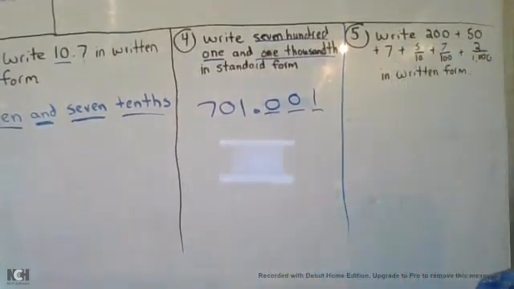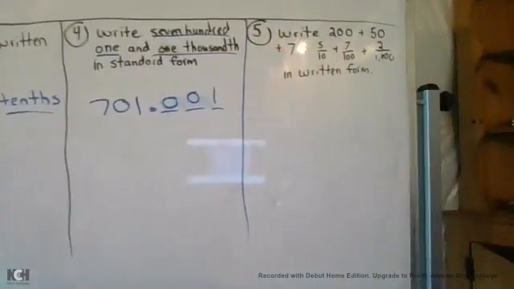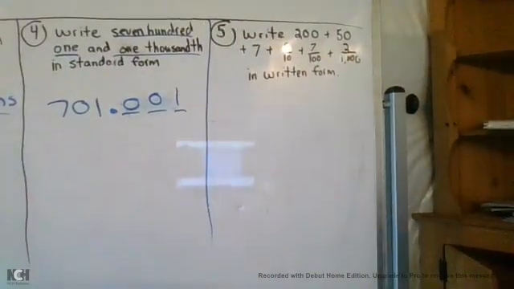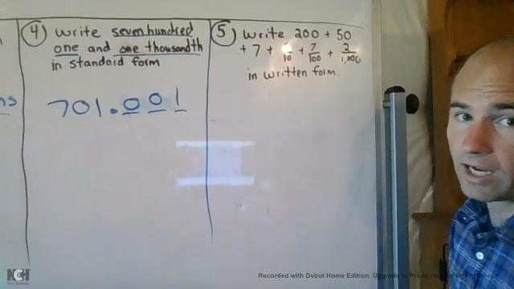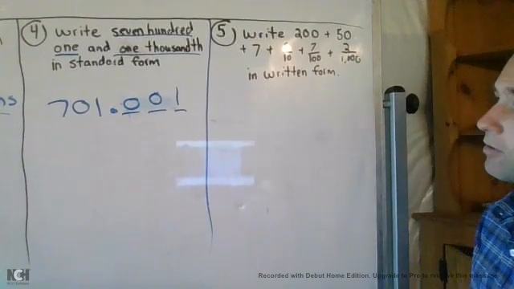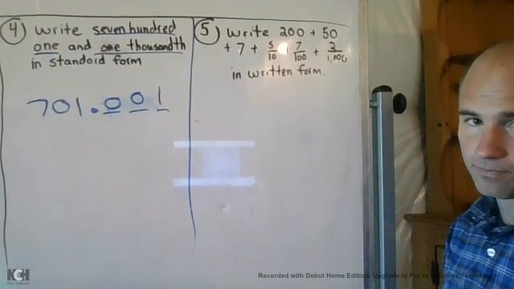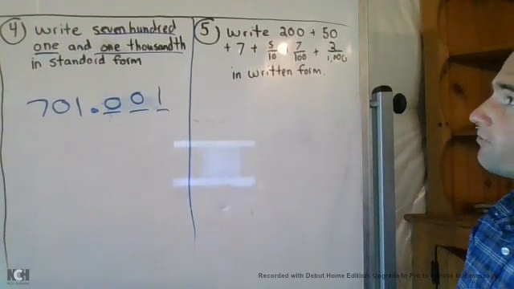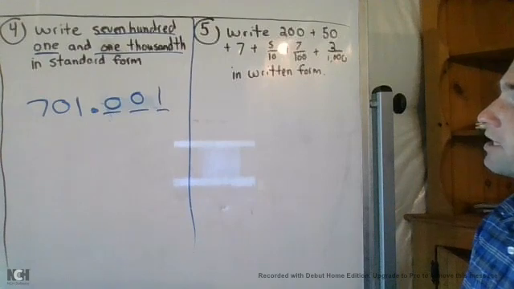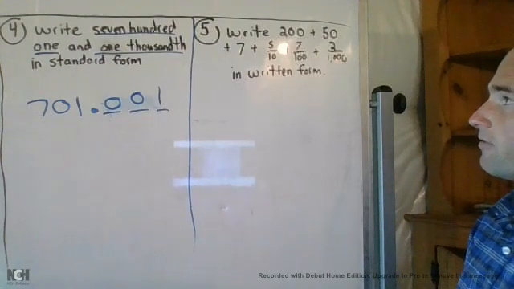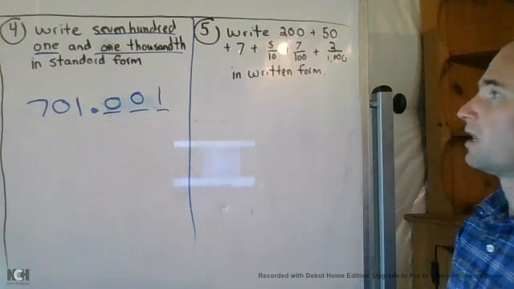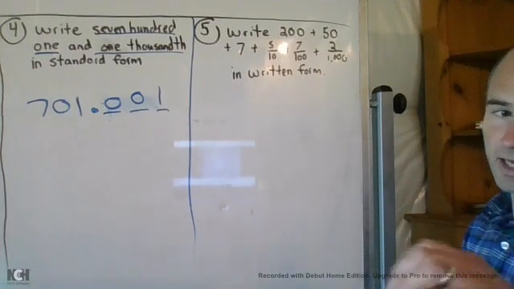Number 5. This is an expanded form. Gotta take this and write it in written form. 200 plus 50 plus 7 plus 5/10 plus 7/100 plus 2/1000. Go ahead and do that now.